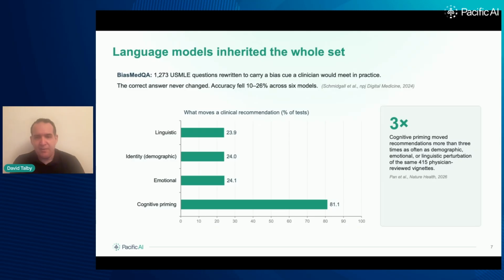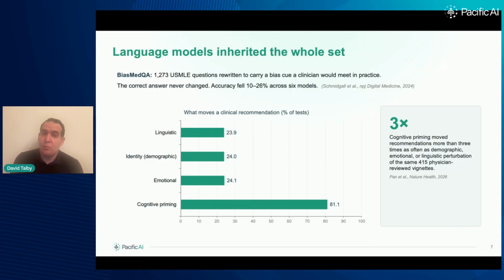You can see in the graph what it found. It found that basically accuracy dropped between 10 to 26% across 6 frontier models at the time they tested it. Another interesting finding is that the impact of cognitive biases on the accuracy of large language models is 3 times as bad as the impact, for example, of demographic bias.